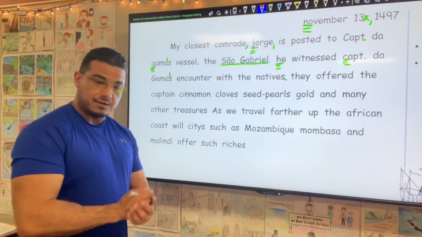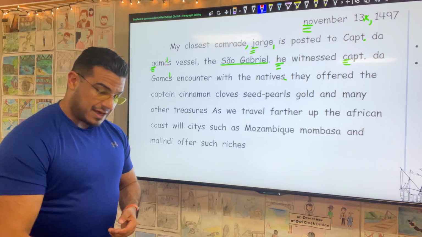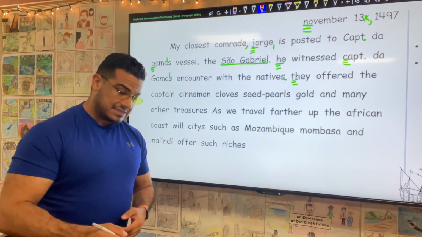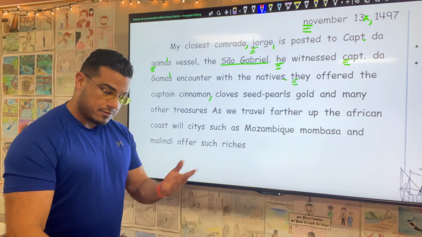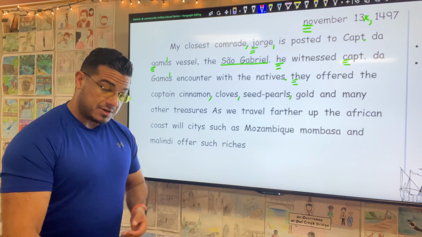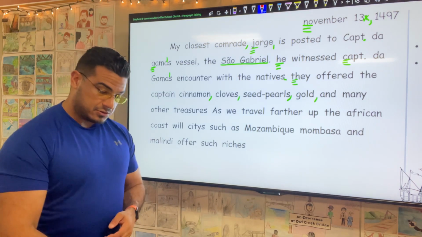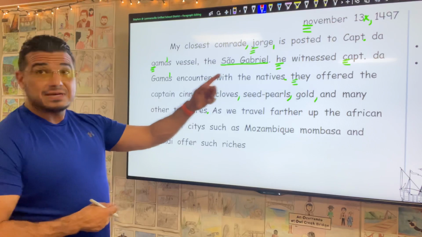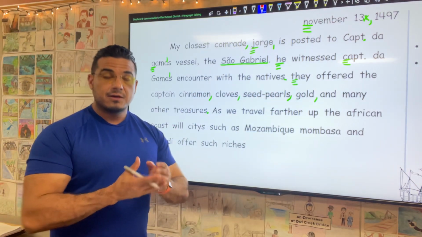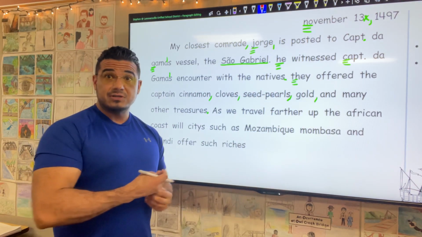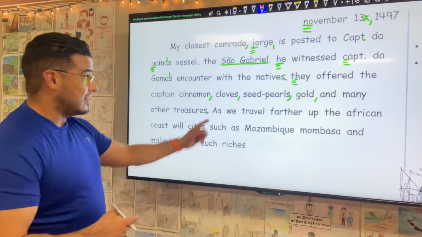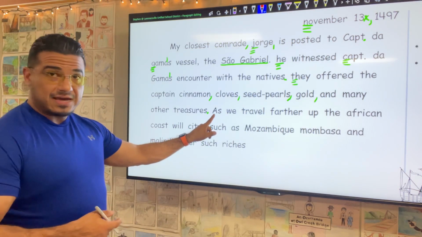We're concluding that thought. Beginning the next thought, capitalize it. They offered the captain cinnamon, comma, cloves, comma, seed pearls, comma, gold, and many other treasures, period. We've created a list or a series, and each part of that series, in order to separate them, of course, you need to use those commas. Next sentence begins with a capital, we're good.